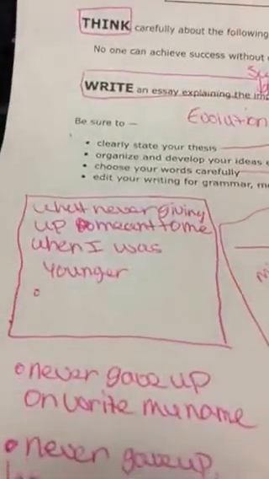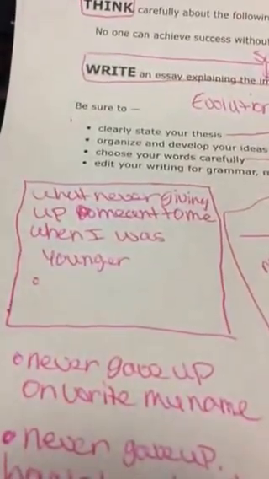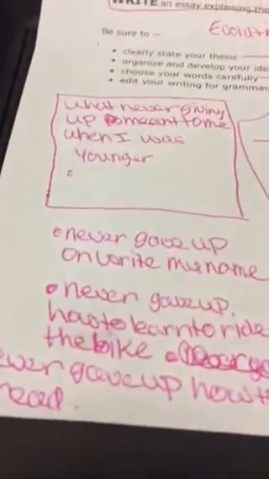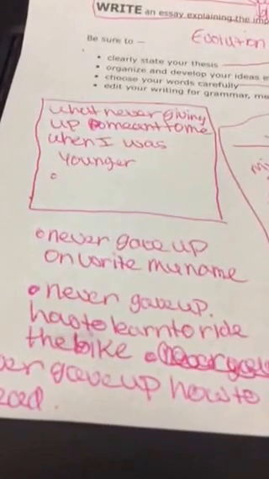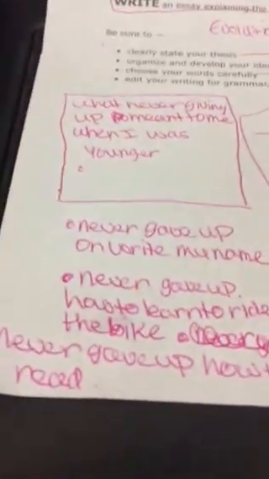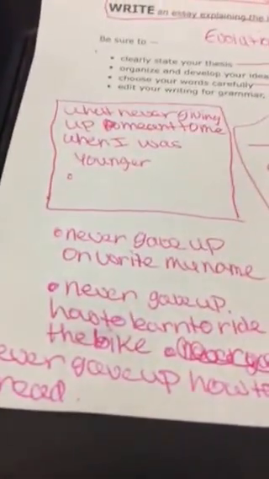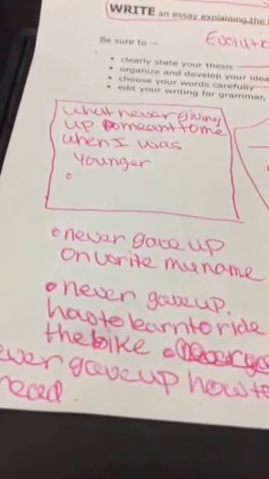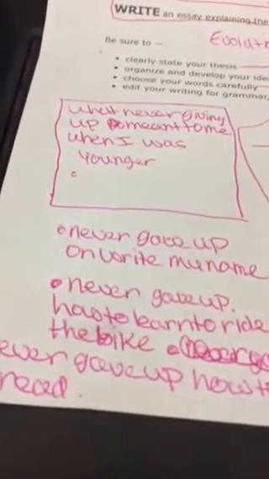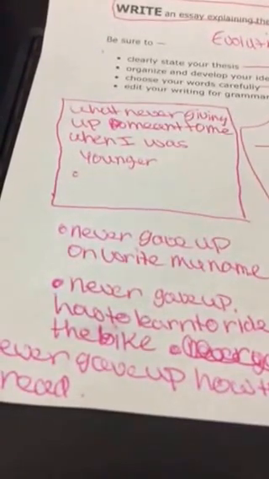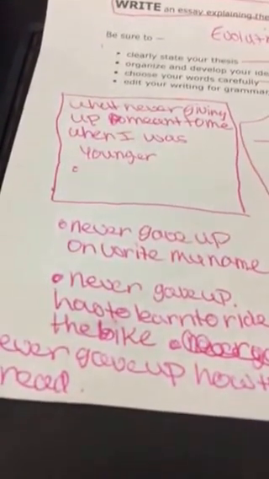Well, the first part of your essay, you talk about what never giving up meant to you when you were younger. In Lucy's case, she came up with 3 ideas. She never gave up on writing her name, never gave up on how to learn how to ride a bike, and she never gave up on how to read. Notice that either one of these examples relates to her teenage experience, and that's what the scores are looking for. They want an authentic response from the student writer.